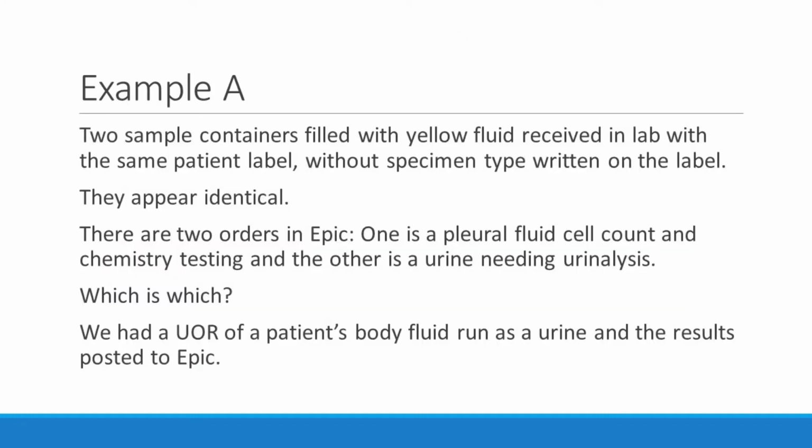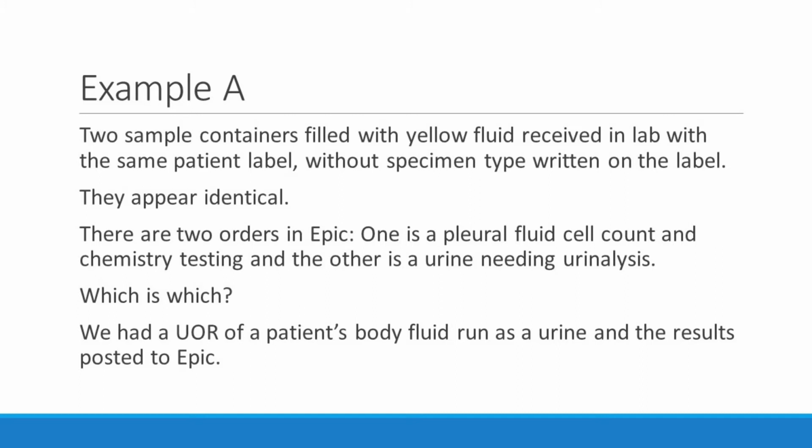So what started this audit that we did in August, we had 2 sample containers filled with yellow fluid received in the lab with the same patient label. So it was the same patient, but there was no specimen type written on the label. They appeared identical. Epic had 2 orders, one for a pleural fluid cell count and chemistry testing, and the other for a urine needing a UA.